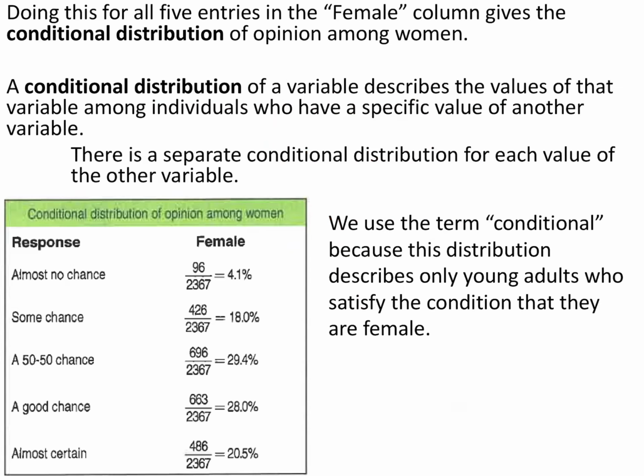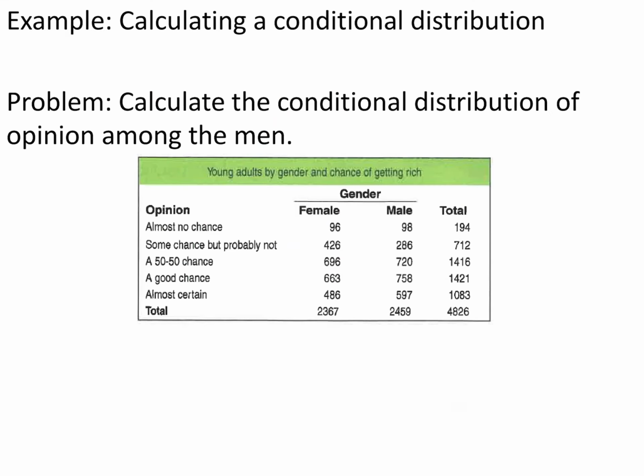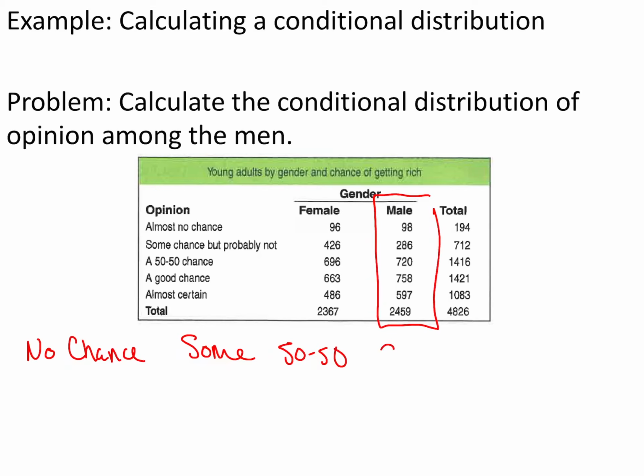So we could also look at all of the opinions of just the males. We use the term conditional because this distribution describes only young adults who satisfy the condition that they are female. So we need to calculate the conditional distribution of opinions among men. Instead of looking at female, this time we would look at men. So we would look at no chance, some chance, 50-50, good chance, and almost certain.